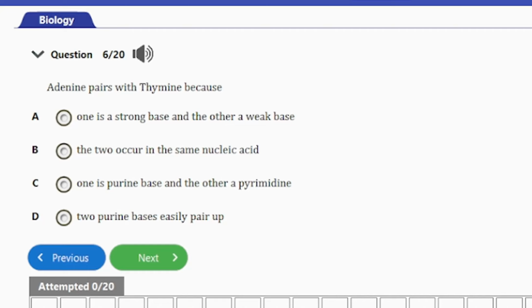Two purine bases easily pair up. So guys, the answer to this question is option C here. One is a purine base and the other is pyrimidine. Adenine is actually a purine base and then thymine is pyrimidine. So their molecular structure allows them to bond together with hydrogen bonds. And that's it for this question, option C.